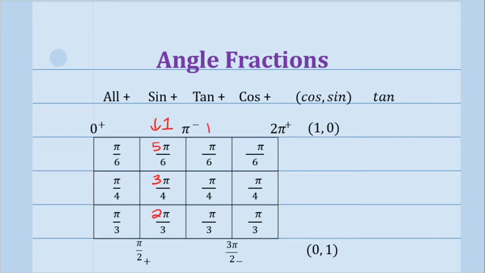The third column goes up 1 from our bottom number, so up 1 from 6 is 7, up 1 from 4 is 5, and up 1 from 3 is 4. Now in the last column, we're going to have to double the bottom before we go down by 1. So double 6 is 12, going down 1 brings us to 11. Double 4 is 8, going down 1 brings us to 7. Double 3 is 6, and going down 1 brings us to 5. And that's all of our angles, which brings us to our trig points.